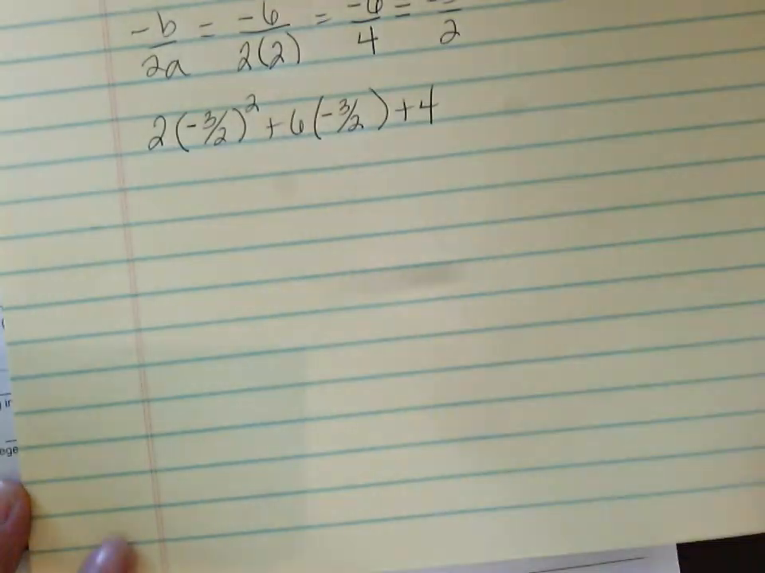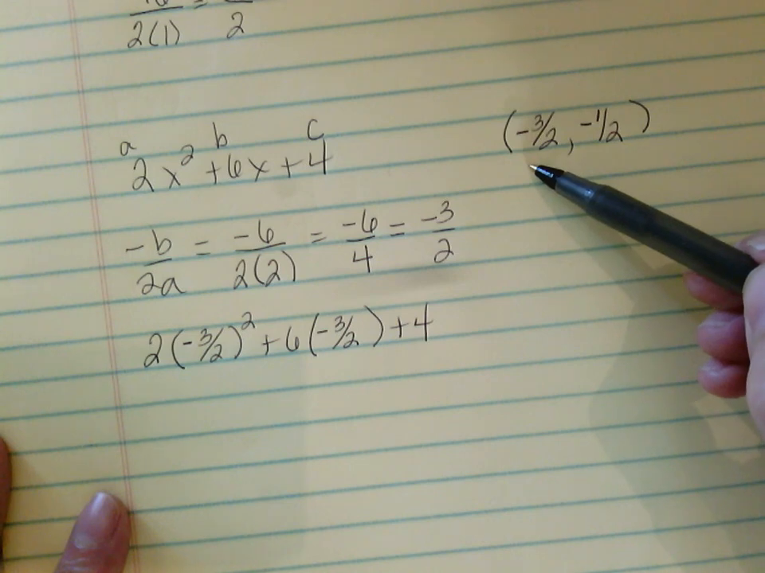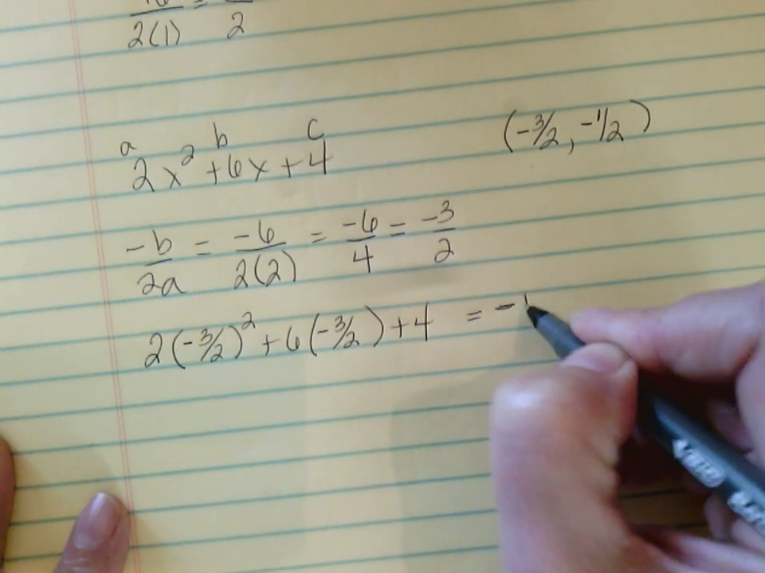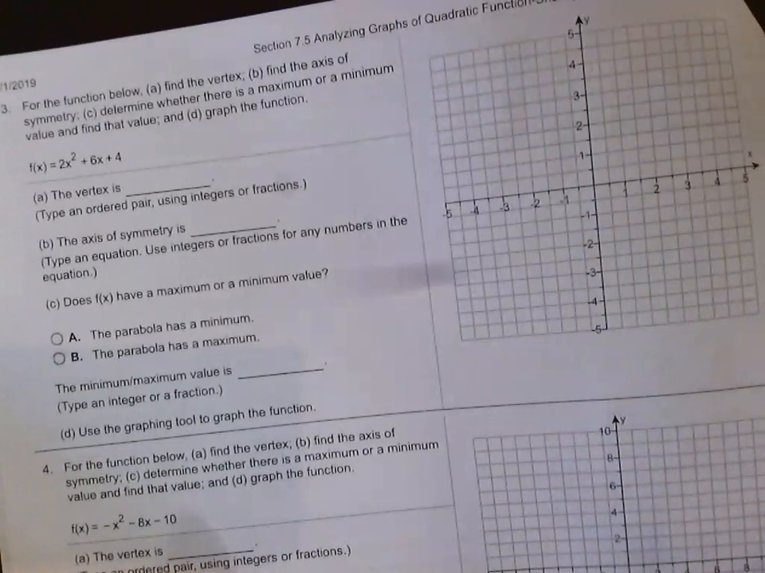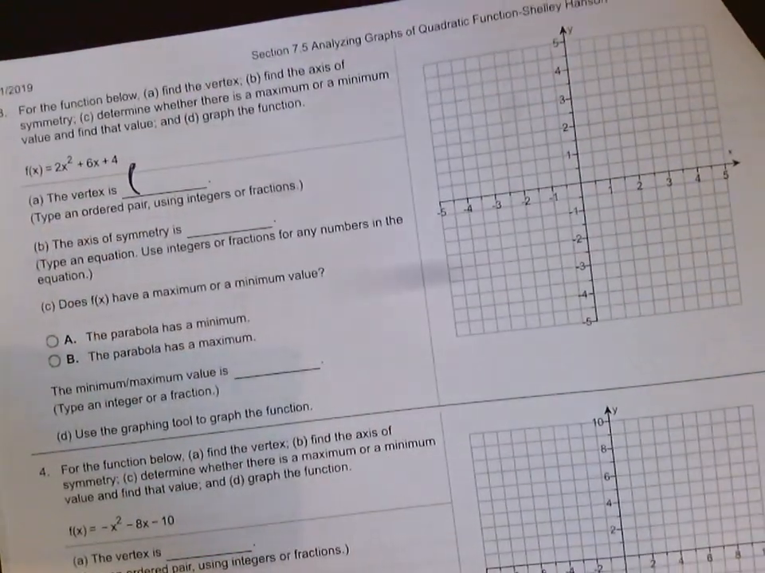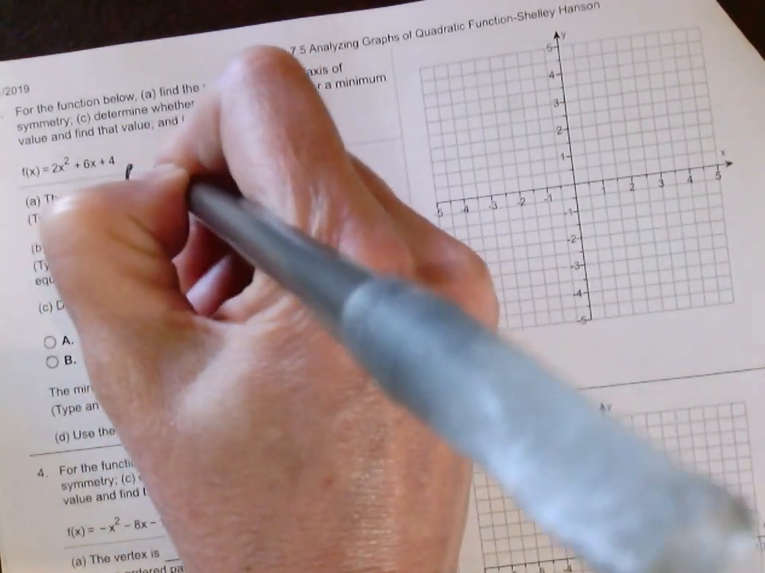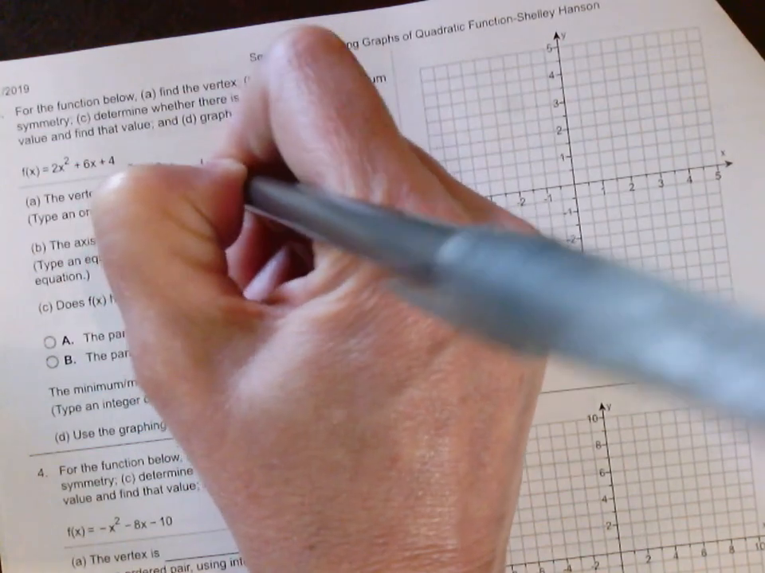So let's see. So there is my vertex now. Negative 3/2. And then when I punched this into my calculator, it gave me negative 1/2. So there's my vertex, which is what I need for the first part of this question. The vertex is, and remember, it's a point, so it needs to be written as an ordered pair. Negative 3 over 2, comma, negative 1 over 2.